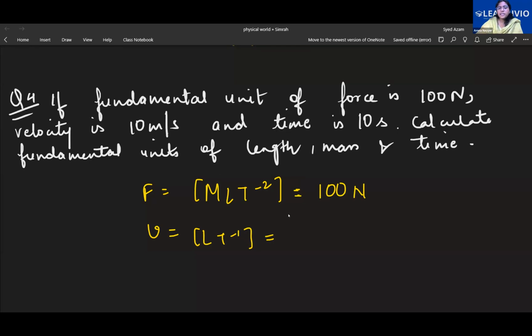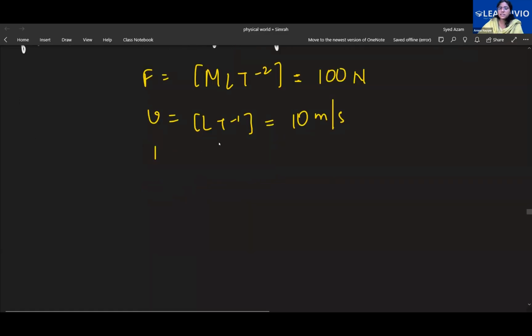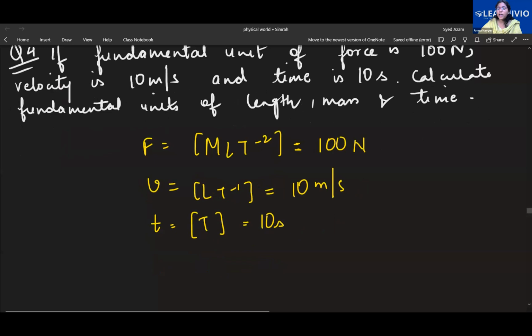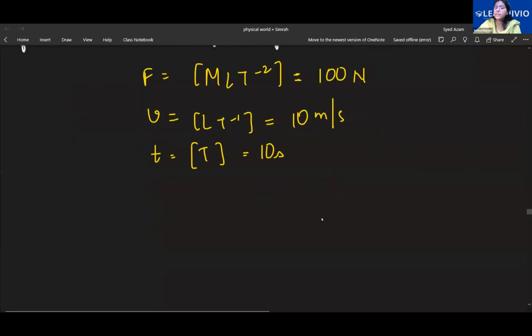This is saying velocity is 10 meter per second, which we used to write as 1 meter per second. Now it is 10 meter per second. And it is saying time is 10 seconds. So for time, we can simply write this time as T only, which is 10 seconds. Now we have to find out, it is saying calculate fundamental units of length, mass, and time. Now you have to calculate in terms of this. Now find out the length. Now find out mass. Now find out time.